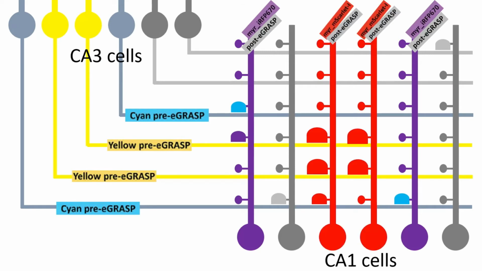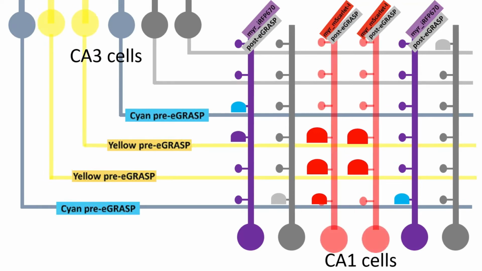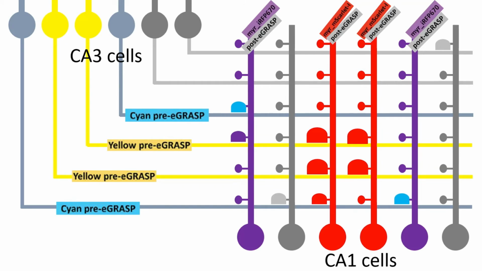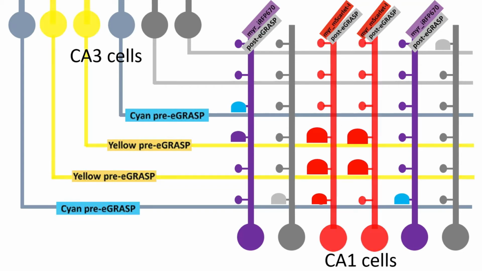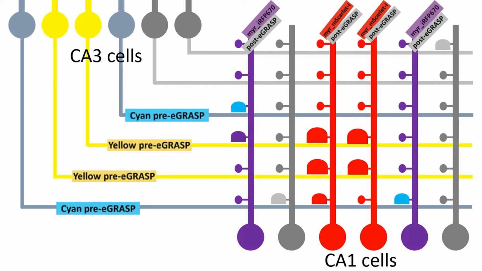And those cells that are active in CA1 will start expressing mScarlet and post-eGRASP. The mScarlet will cause the active CA1 cells to show up as red in the fluorescent images. These yellow pre-eGRASP labeled CA3 cells and red labeled CA1 cells are the engram cells that were active during the fear memory formation. Let me pulse these cells again. These are the engram cells that fire together during memory formation and during memory recall.